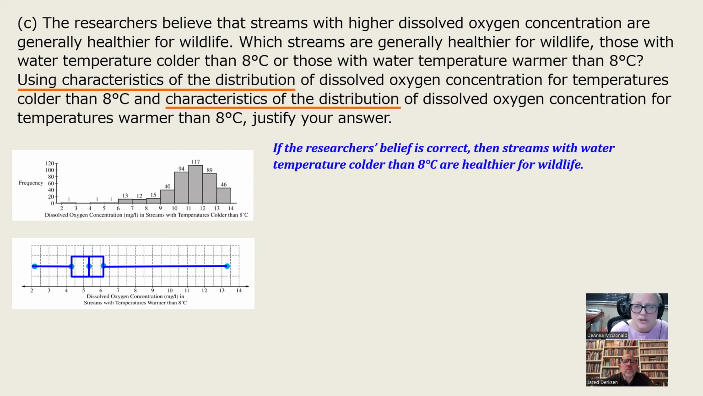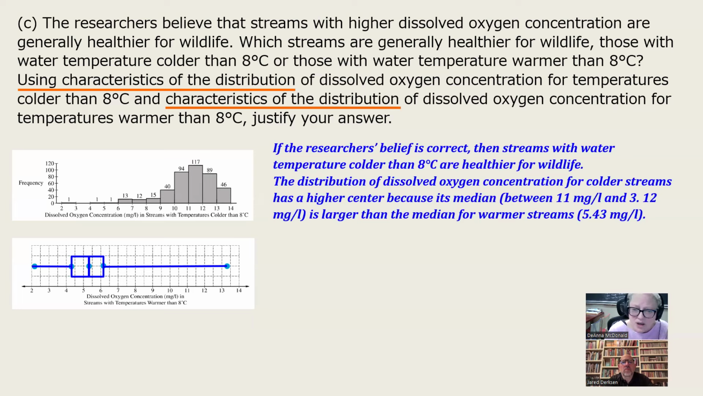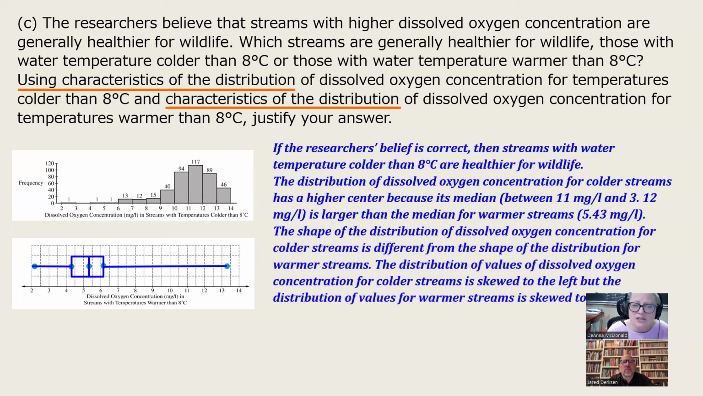So I'm going to say this, if the researcher's belief is correct, then the streams with water temperature colder than 8 degrees Celsius are healthier for wildlife. So I've picked one. Why is that so? I want to justify my answer. The distribution of dissolved oxygen concentration for colder has a higher center because its median is larger than the median for warmer streams. So I'm basing it on the characteristics that I see. The shape of the distribution is different for colder than for warmer. The distribution of values is skewed to the left. That's the description of shape.